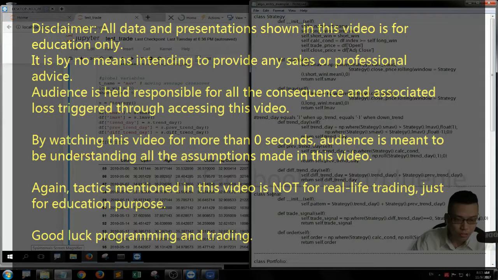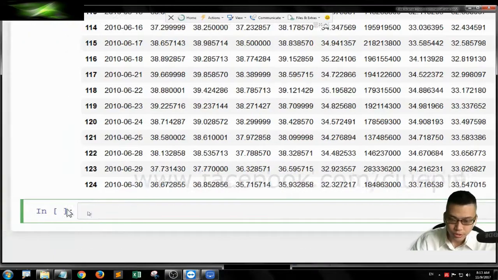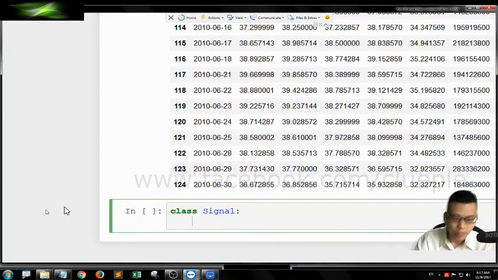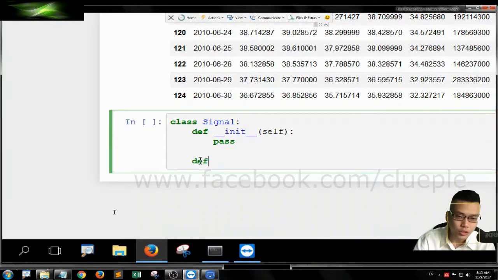And now we are going to the signal class. We are going to generate the trace signal based on the strategy we define. So we are going to create a class called signal, and we need to initiate it. The first method we are going to create is the trace signal.